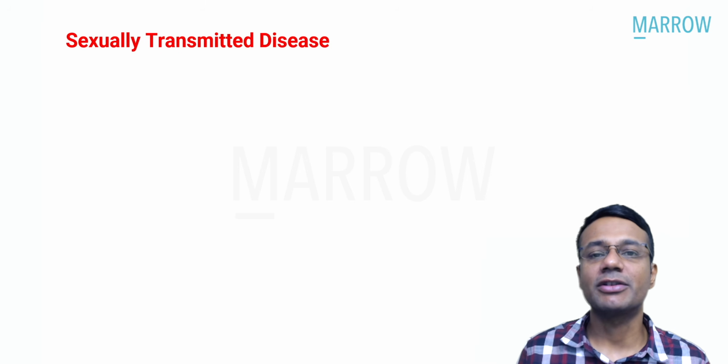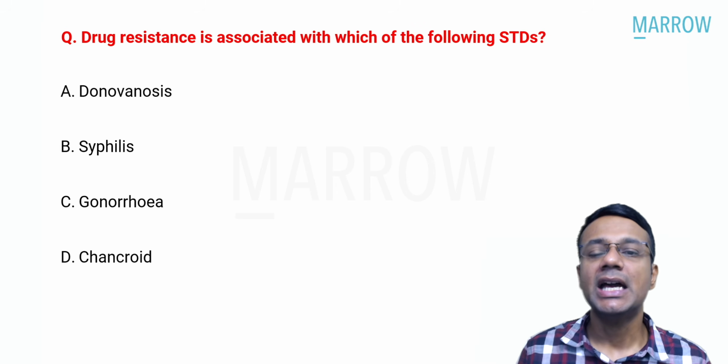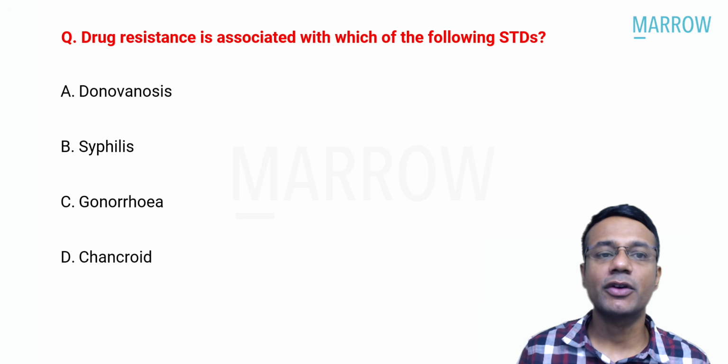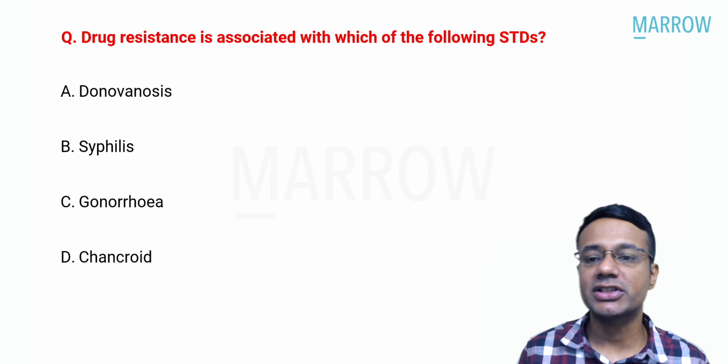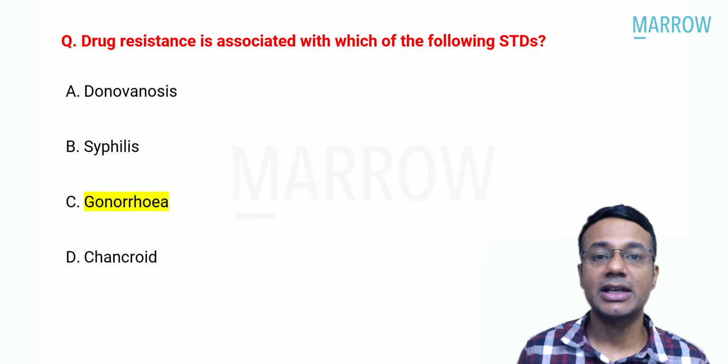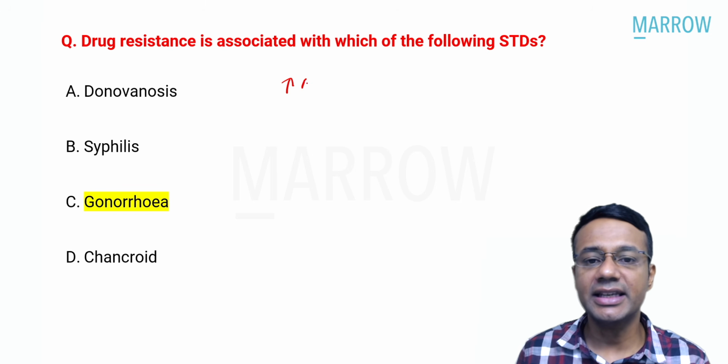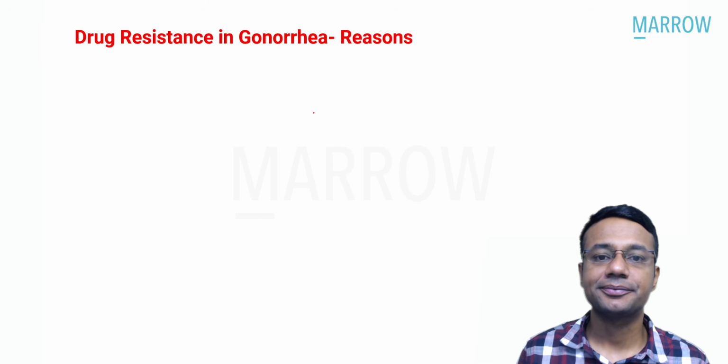Next, we move on to the question from sexually transmitted infections. Drug resistance is associated with which of the following STDs? Option A, gonorrhea, option B, syphilis, option C, gonorrhea, and option D, chancroid. The correct answer for this question is gonorrhea, which is option number C. Now, when we look at the entire prevalence and the incidence of gonorrhea worldwide, there is increased reporting of antimicrobial resistance to gonorrhea. Now, let us look at the different reasons which are associated with resistance worldwide.